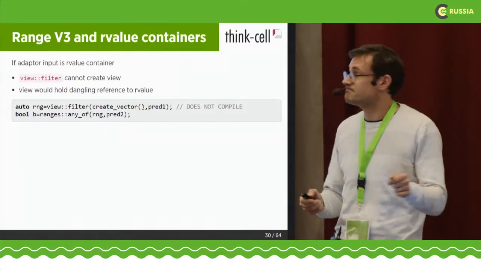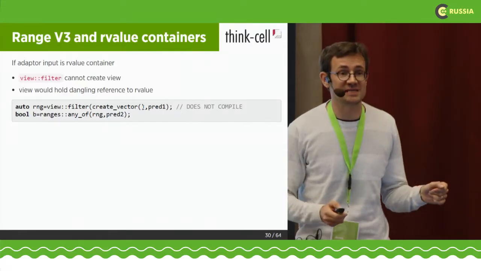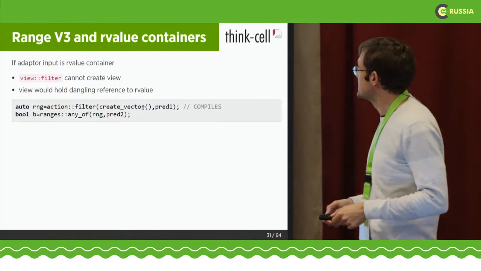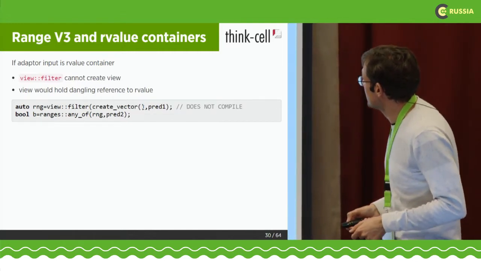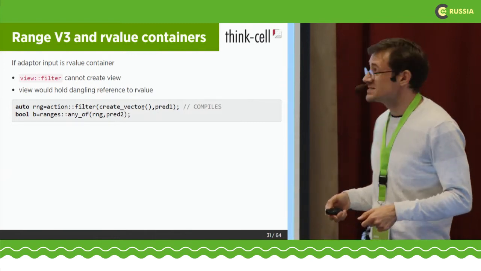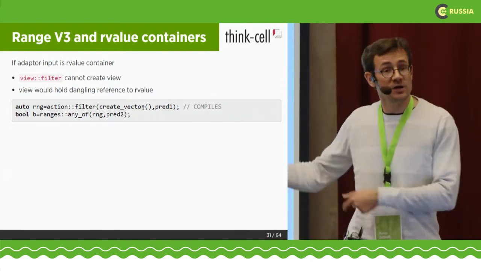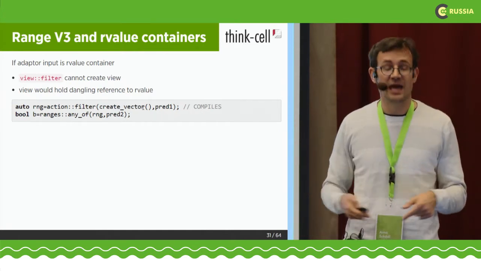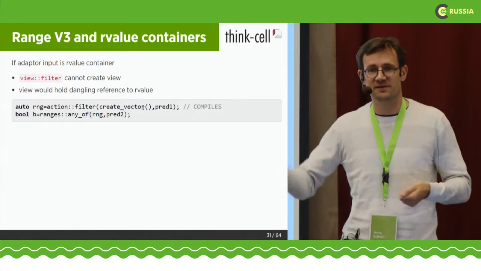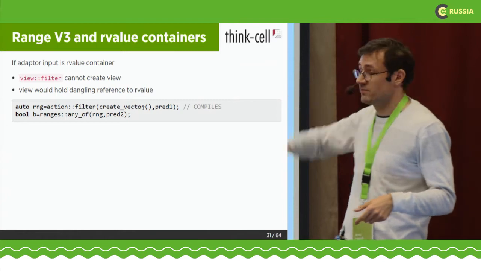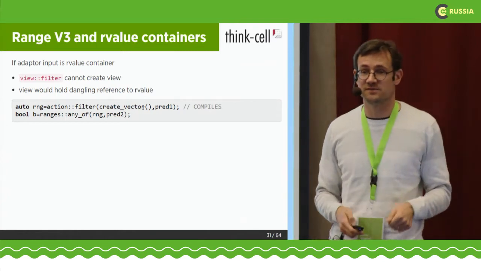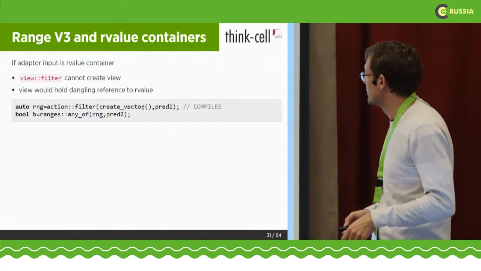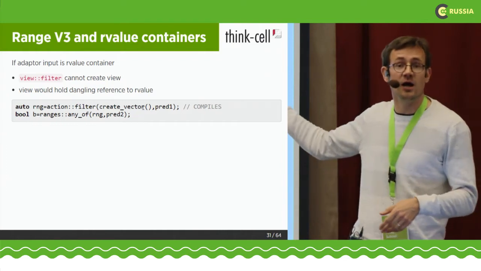The thing is, people will try to make things compile. And the alternative that the range v3 library offers is this. There's not a view filter, but it's an action filter. How is that different? Well, it works with R values, but it's also eager. It will take the vector and do the filtering right then and there. It will filter the vector, and the auto range that we actually assigned will actually be the filtered vector. So it is very tempting to replace this with that, but you lose potentially a lot of performance.